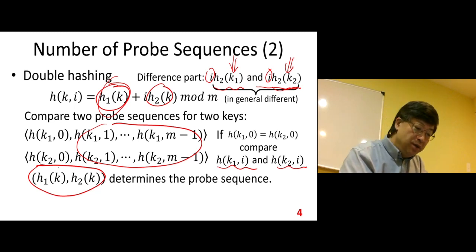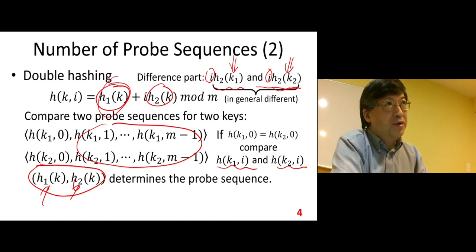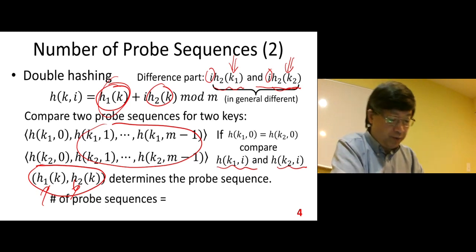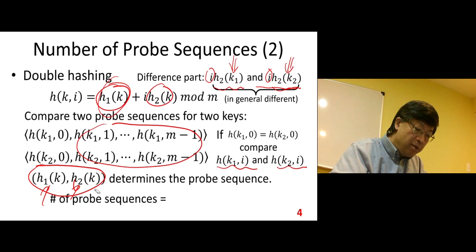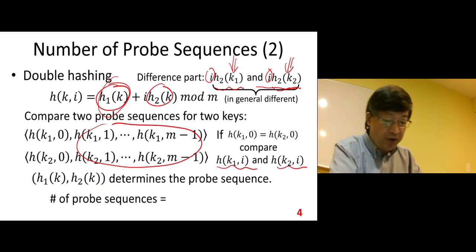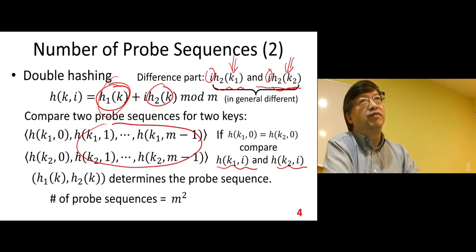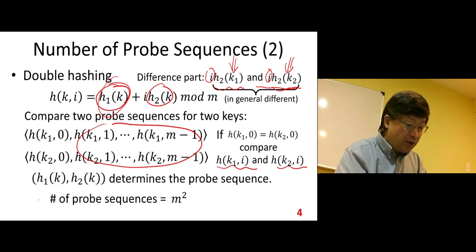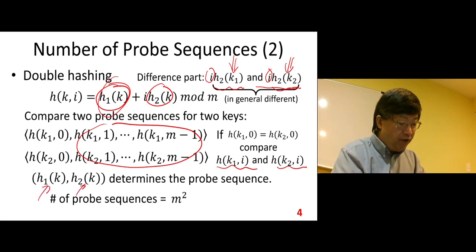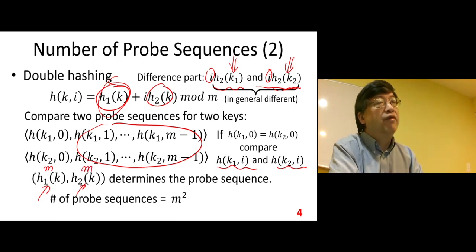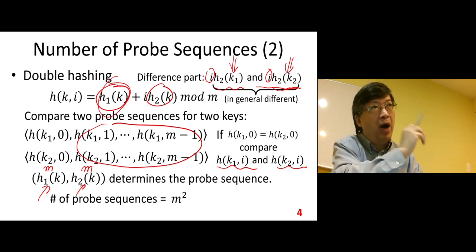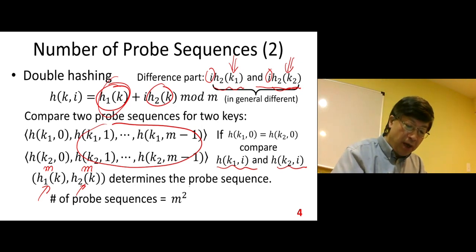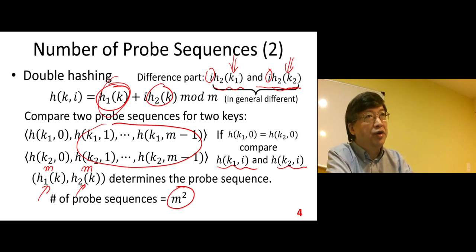Yeah, because two components we can use to determine the whole probe sequence. So the total number of probe sequences for this situation is m squared. We have freedom at two components. The first component gives us m different choices. The second component also gives us m different choices. So when we combine two components, we get m squared different choices.